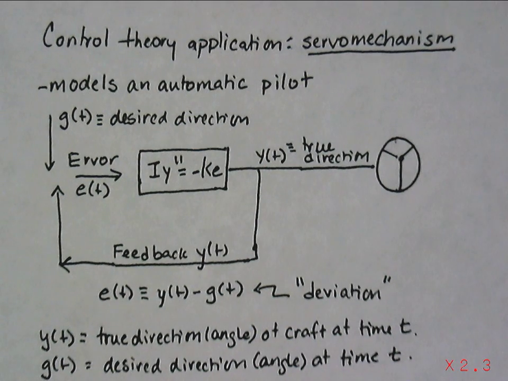So again, y of t is the true direction, or angle, you could say, of the craft at time t. And g of t is the desired direction. So essentially, this mechanism applies a torque to the steering control shaft so that the plane or the boat will follow the prescribed course, as indicated by g of t.